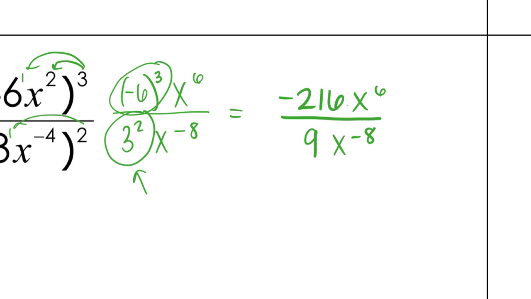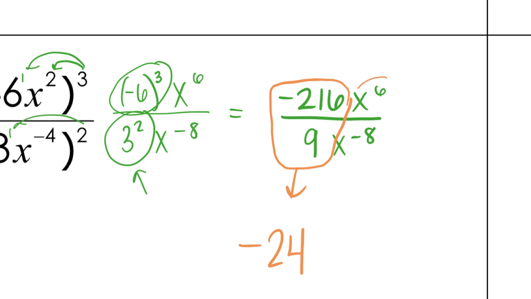Now I would simplify this if possible, so see if 9 goes into 216. So just do -216 divided by 9, and that does divide nicely. That equals -24. And then your exponents, you're supposed to subtract these. So it's 6 minus -8. That's going to turn into addition. 6 plus 8 is 14. So it would be x to the 14th power.